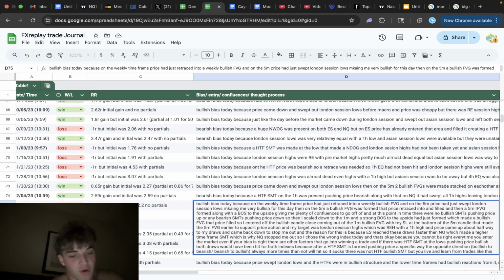Another thing that I've talked about before, so basically, if there was a high time frame SMT at the lows pushing price bullish, both draws would have been hit for both indexes. Let me explain why. Because after a high time frame SMT is formed, pushing price in a specific direction, the opposite direction, so bullish to bearish or bearish to bullish, more times than not, it will take out the draw for the day. So it sucks that there was no high time frame SMT, or a bullish one in my case, today. But you live and you learn from trades like this.